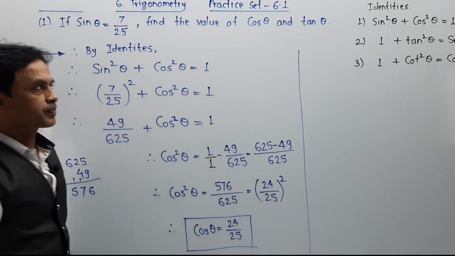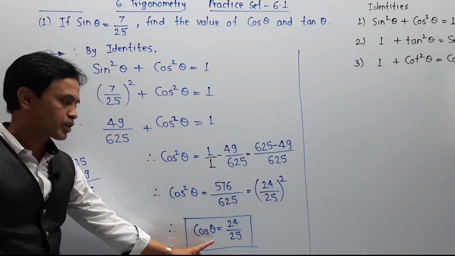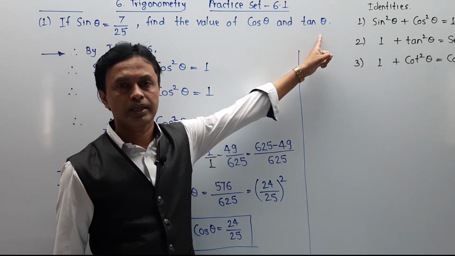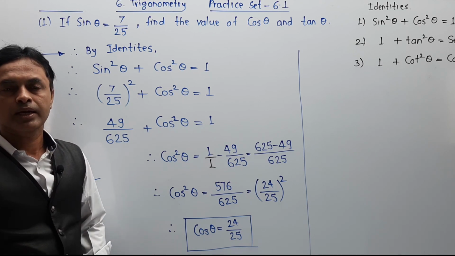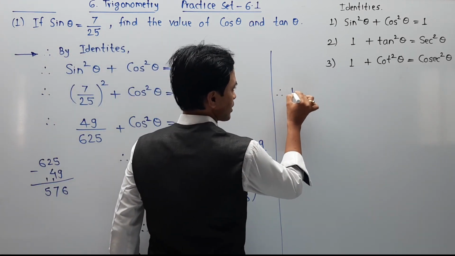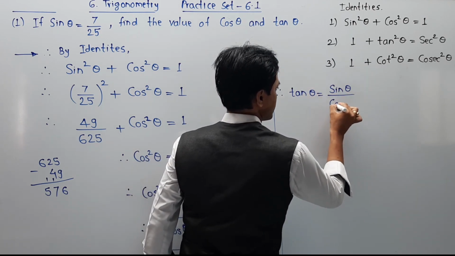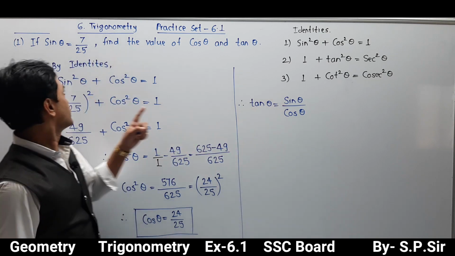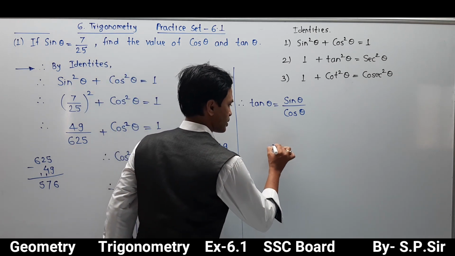Now they have given sin theta as 7 upon 25. With the help of sin theta we are able to calculate cos theta, so cos theta is 24 upon 25. After cos theta we have to calculate the next value, tan theta. Here we use the property that tan theta is nothing but sin theta upon cos theta. Therefore tan theta is equal to sin theta upon cos theta. The value of sin theta is 7 upon 25 and cos theta is 24 upon 25. Putting those values in.